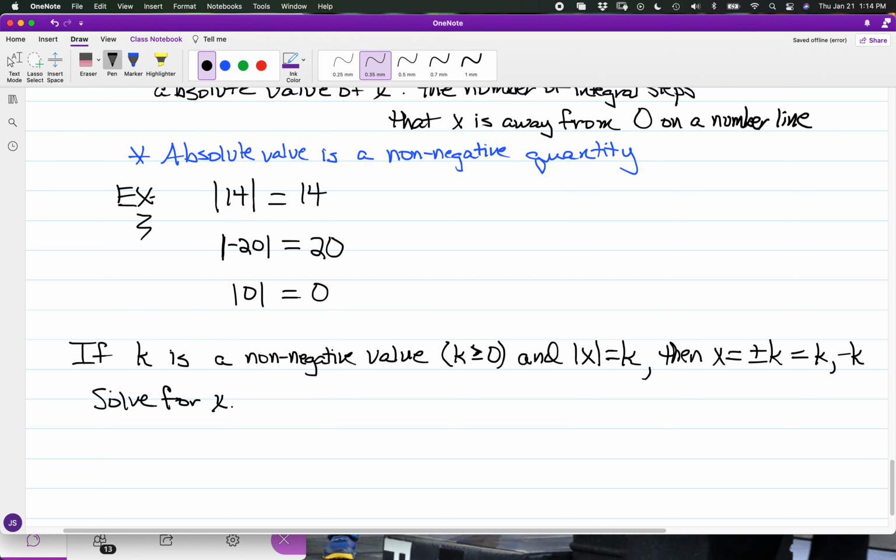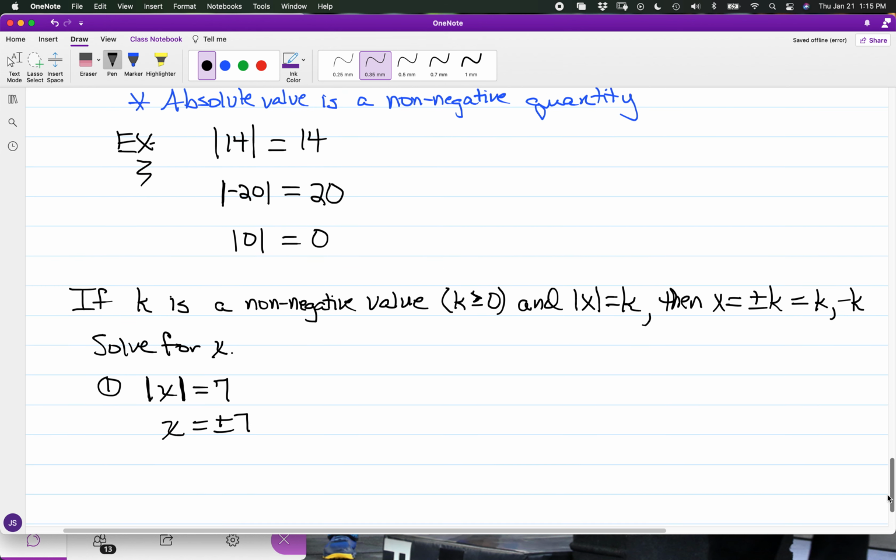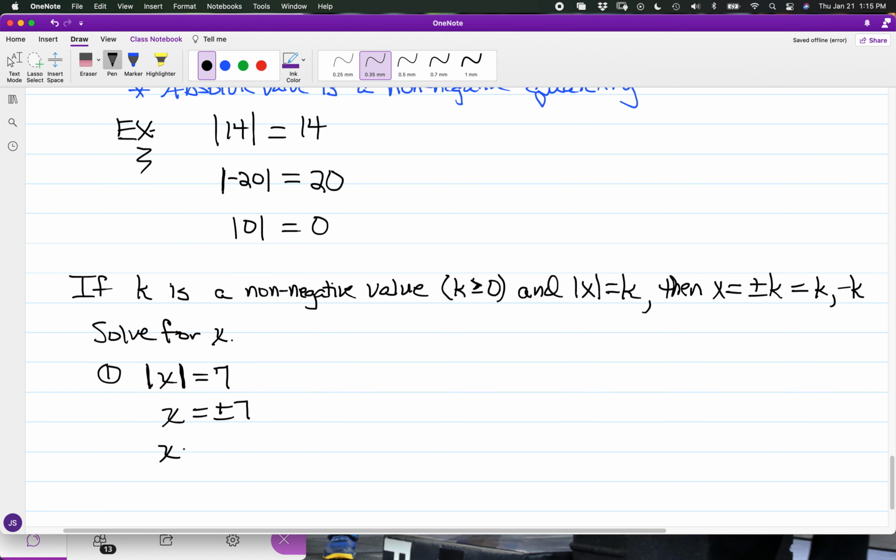We'll start out with, let's say, the absolute value of x is equal to 7. So k is represented by 7. If I undo the absolute value notation, that is, remove the vertical bars, I can write the solutions for x. There'll be two numbers with an absolute value of 7. That is, two numbers that are 7 units away from 0 on a number line. One is positive 7 and the other is negative 7. So x here has two solutions, negative and positive 7.